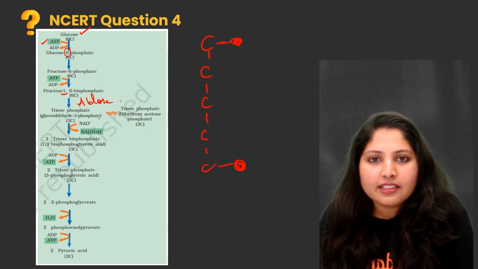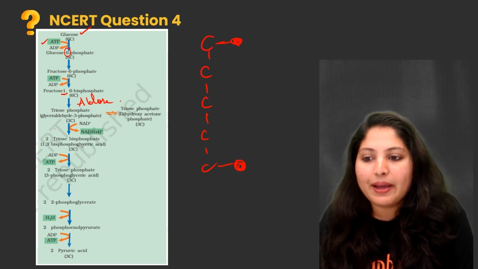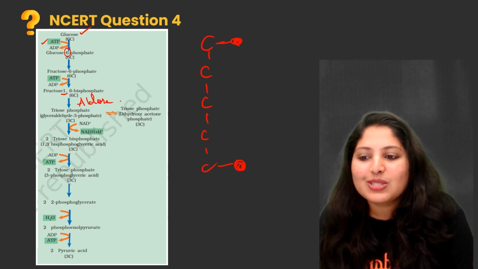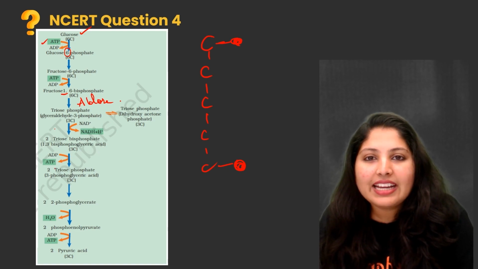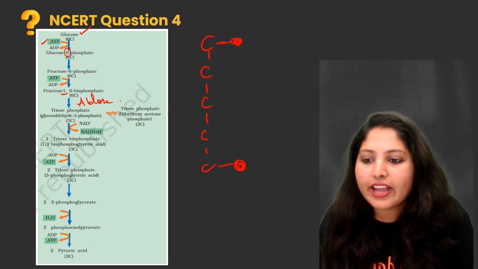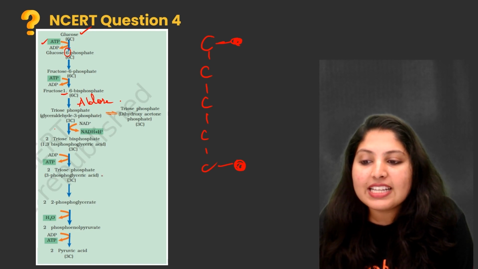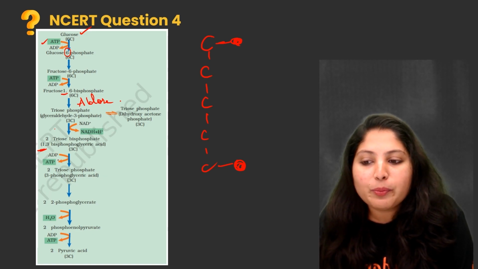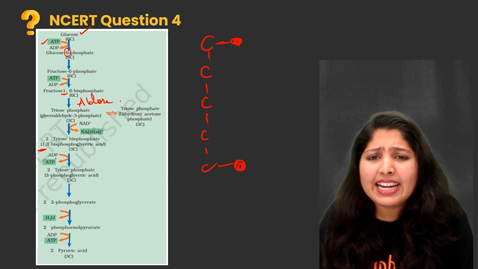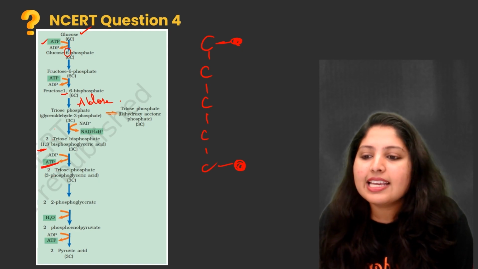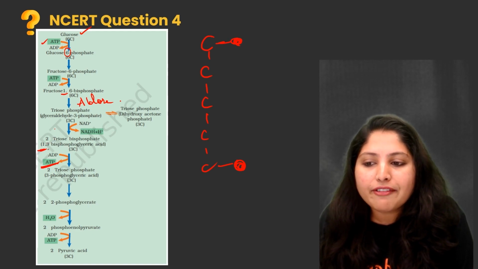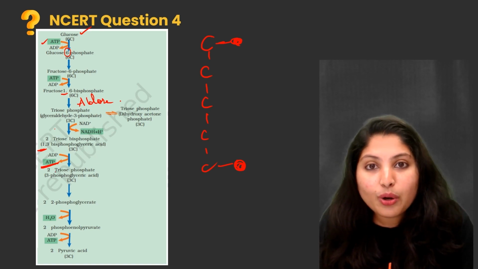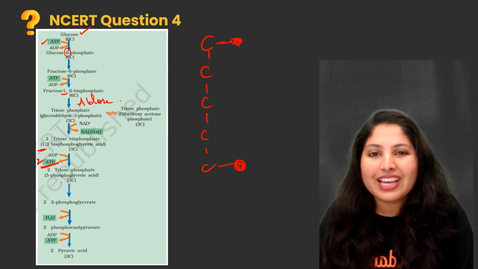Glyceraldehyde 3-phosphate, what happens? Oxidation is going to happen and forms 1,3-bisphosphoglyceric acid. Later what happens? It removes one phosphate group from them. So 3-phosphoglyceric acid forms, one phosphate group is removed, and that phosphate group is attached to the ADP and converted into ATP. Since two molecules of 1,3-bisphosphoglyceric acid are present, it is going to release 2 ATP molecules. Here 2 ATP molecules are released.